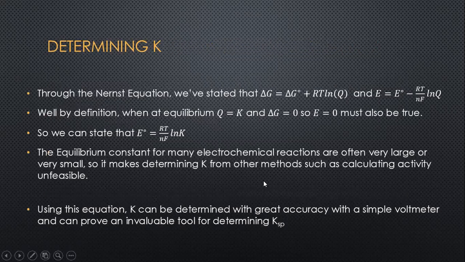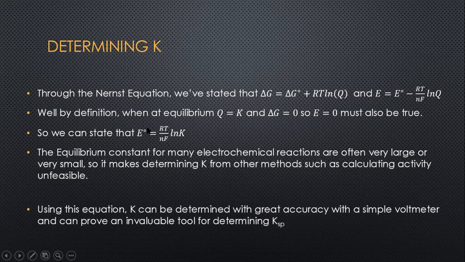And we can determine K through the Nernst equation. We've learned that delta G non-standard equals delta G standard plus RT ln Q, and that E non-standard equals E standard minus RT over nF ln Q. By definition, at equilibrium Q equals K, and delta G non-standard is equal to 0. And so E non-standard must also be 0 at equilibrium. With that in mind, we can find K with respect to E standard.